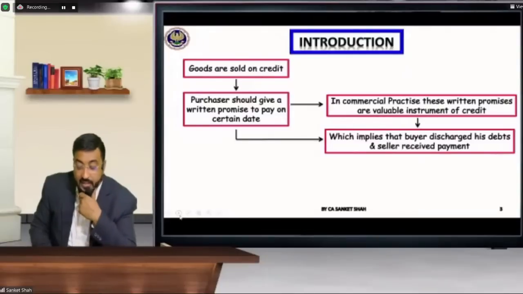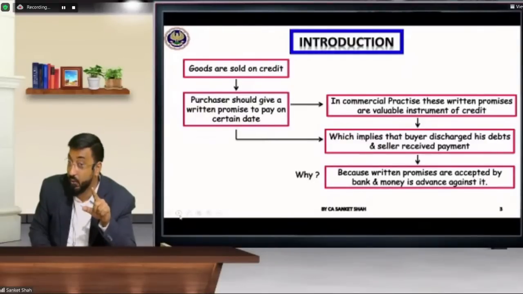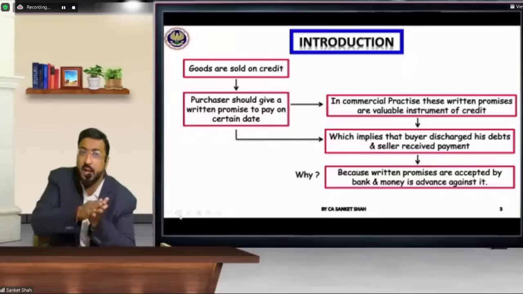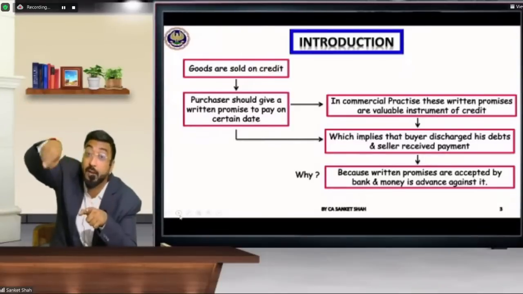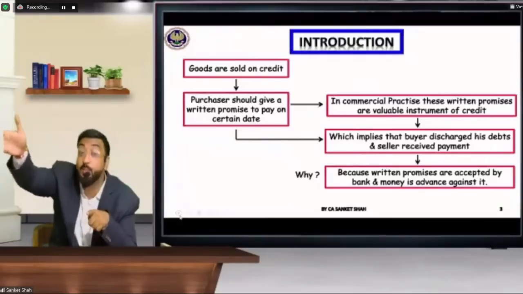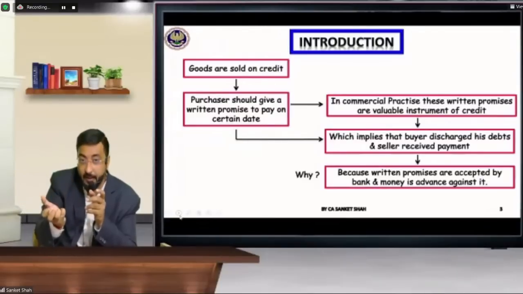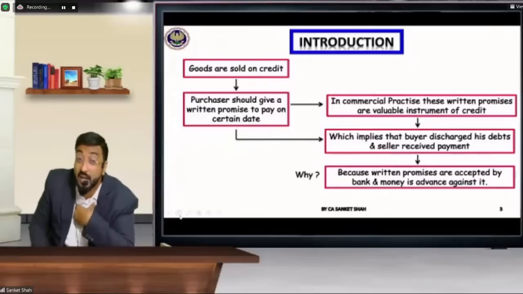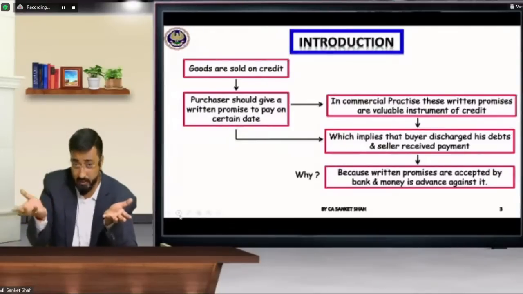So, it implies that the buyer will discharge their debts and the seller will receive the payments. Why? Because written promises are accepted by banks. I already told you, these promises that are given, you can take them to the bank, and the bank will pay you against these bills of exchange, against these promises. And that's why this is one of the sources of finance. So the seller will get money immediately and the bank will take some discount, some interest for this.